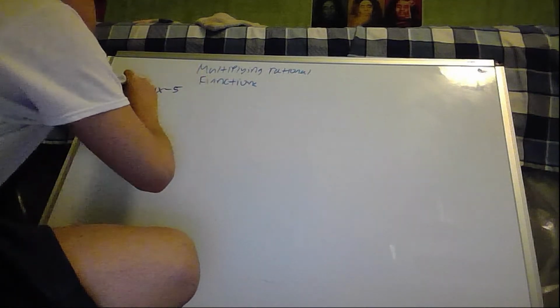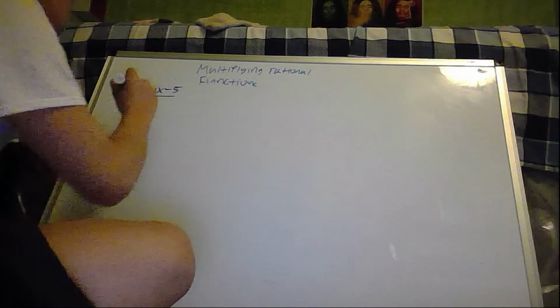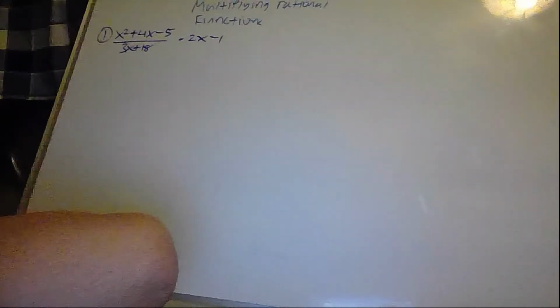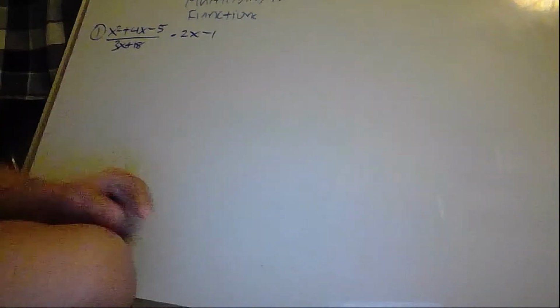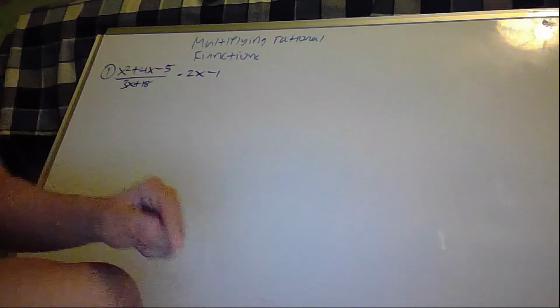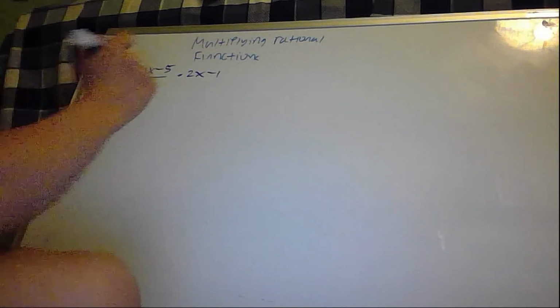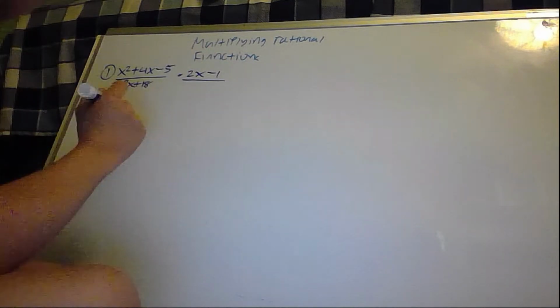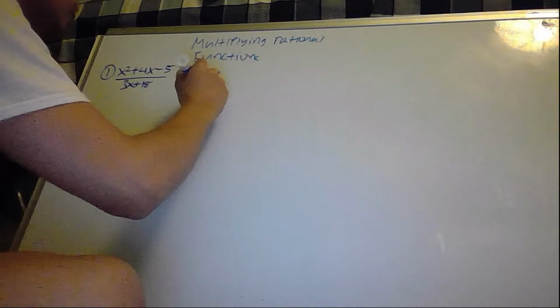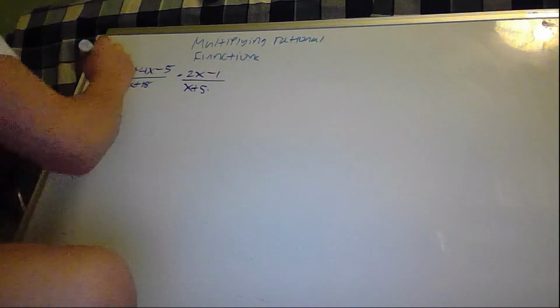So we have x squared plus 4x minus 5 over 3x plus 18, times 2x minus 1 over x plus 5, right? So we're going to factor the top and the bottom.